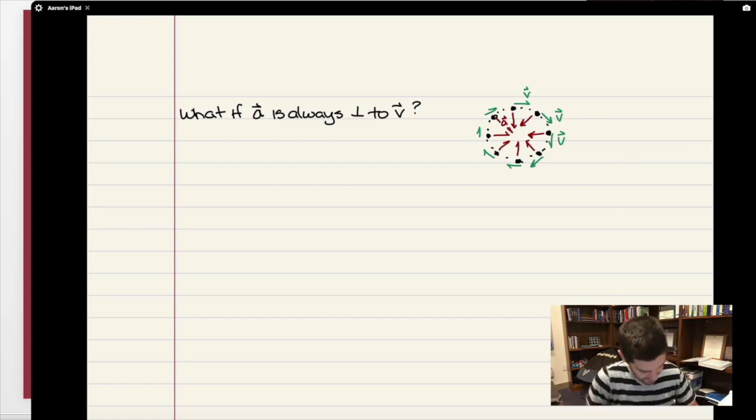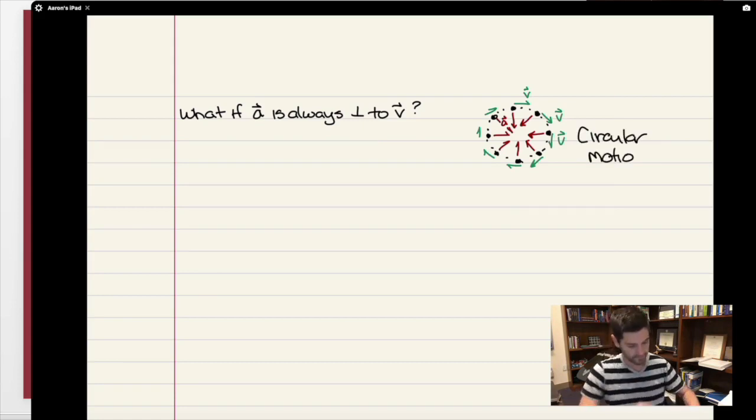So what does this look like? This looks like a circle. So this is circular motion. If the acceleration remains perpendicular to the velocity, you can get what is actually more specifically called uniform circular motion, where the object is moving not only in a circle, but is moving at a constant speed. Again, a result of the fact that the acceleration is perpendicular to velocity.